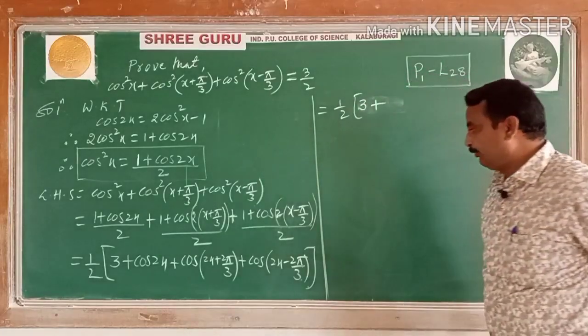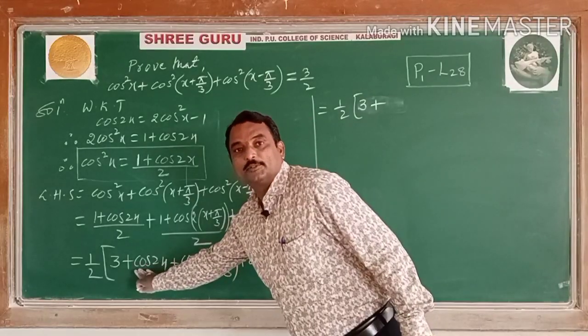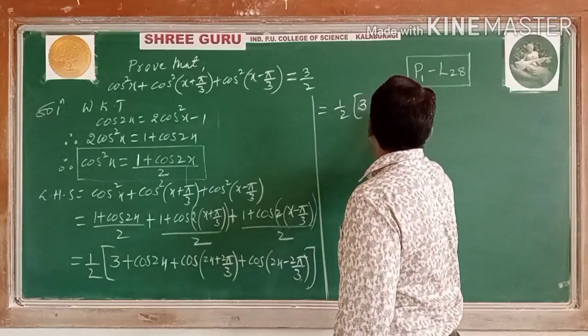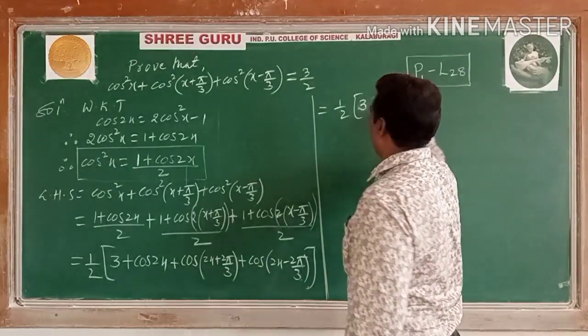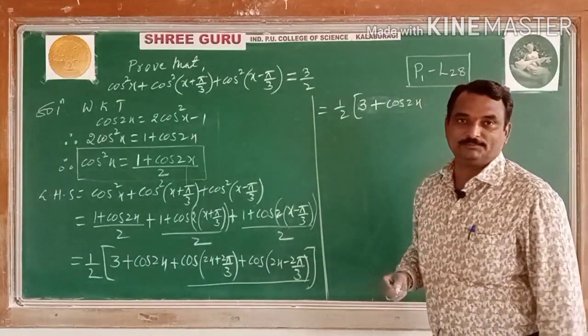Yes. Now see, is it possible to apply the cos C plus cos D formula? It is, without square term. Cos C plus cos D formula. Now this cos 2x as it is here, I will apply cos C plus cos D for these two terms.